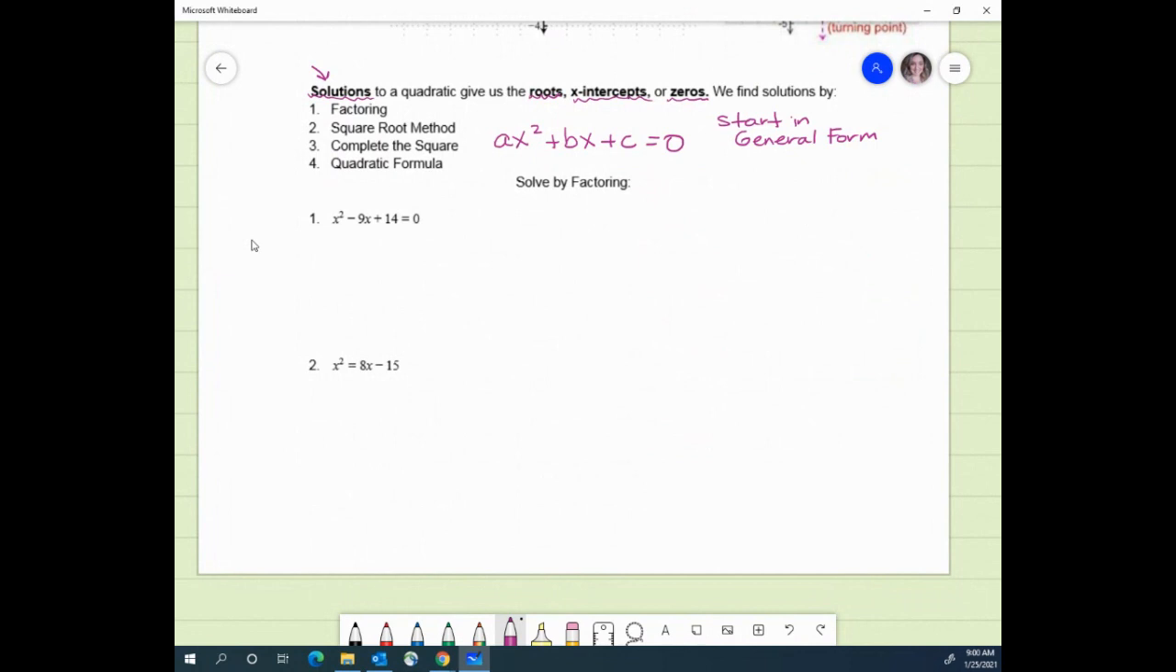Okay, so I start by drawing an X, and I put C on the top, C goes up here. And then I put B on the bottom. So -9, whatever sign is with there goes on the bottom. So now I want to think, what are the factors of C that add to give me B?